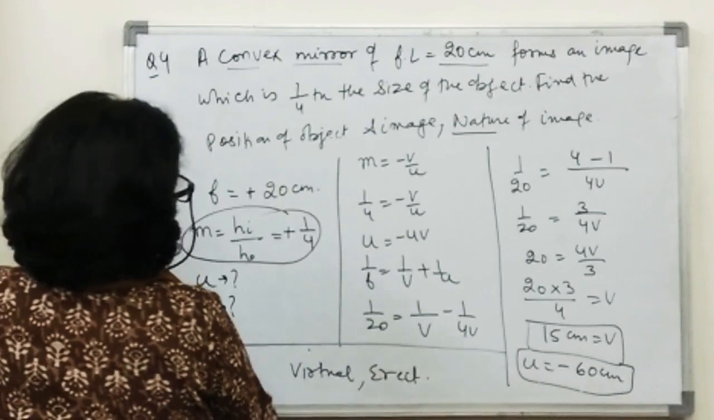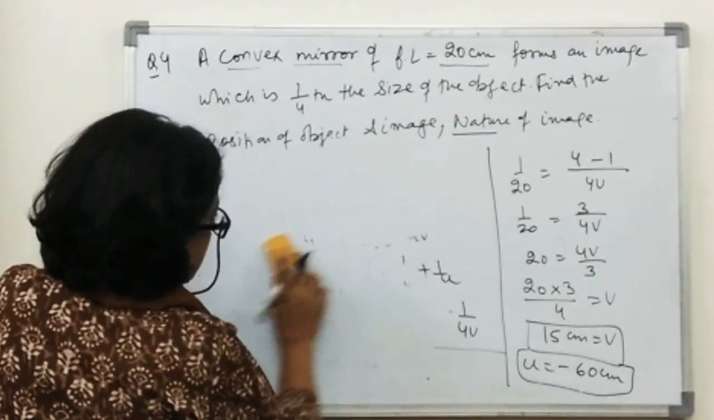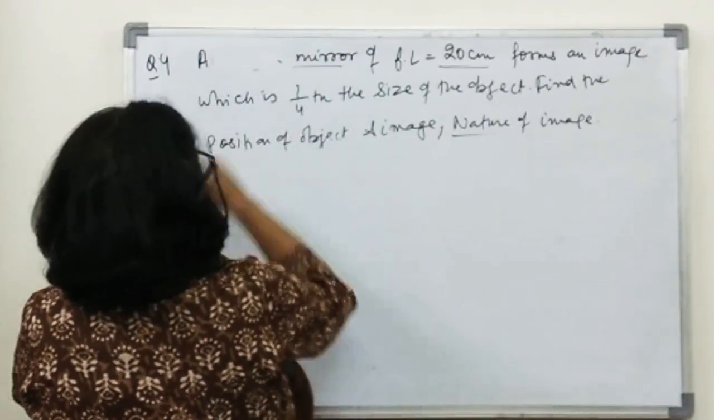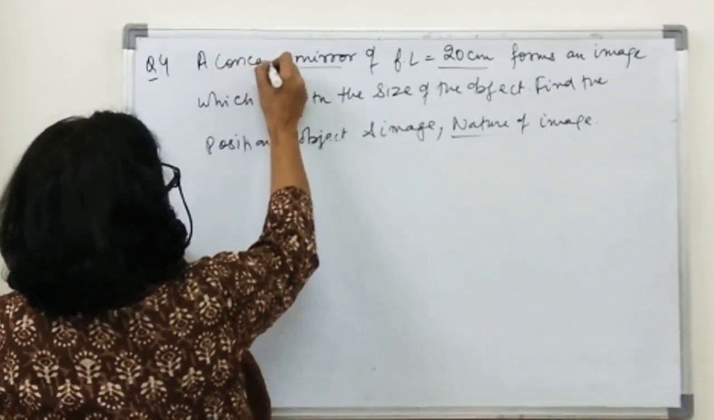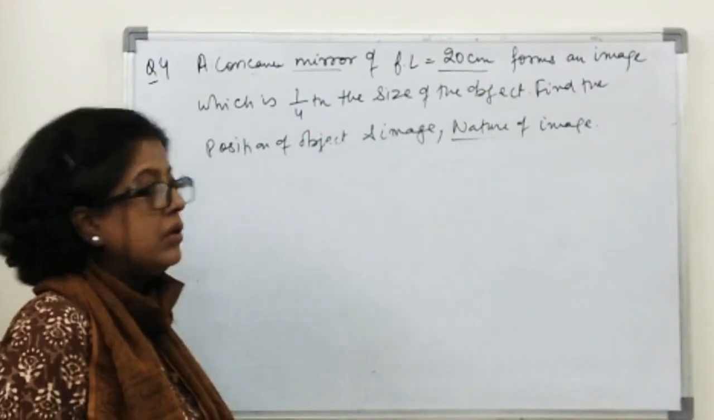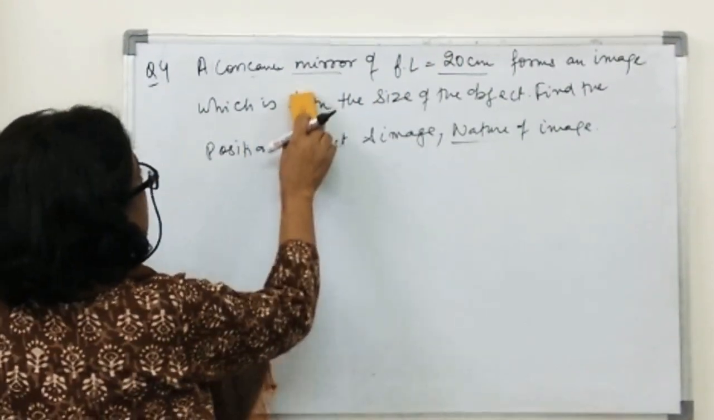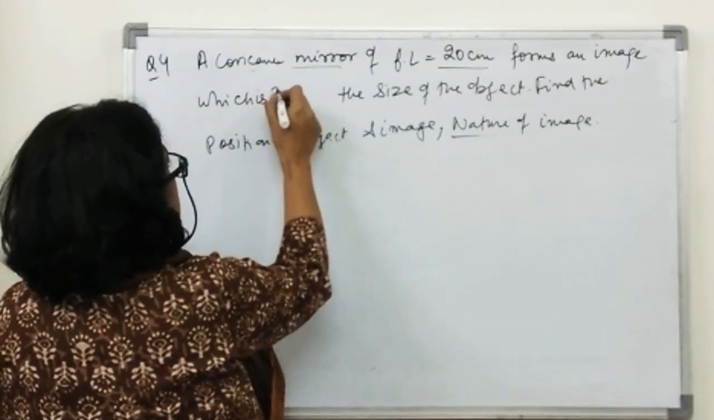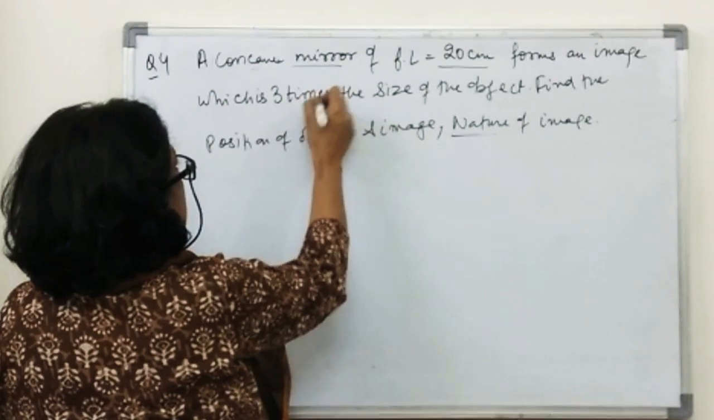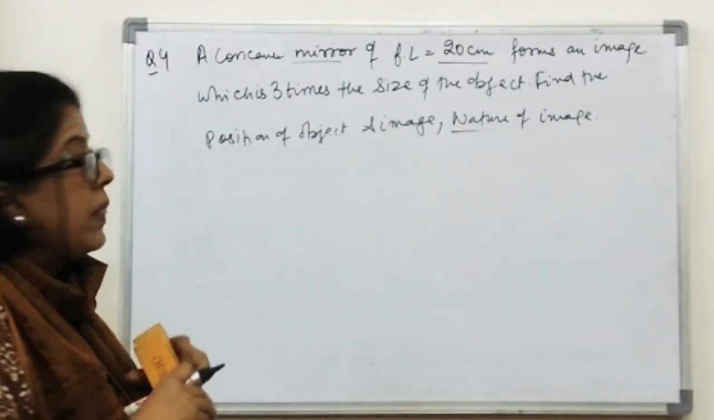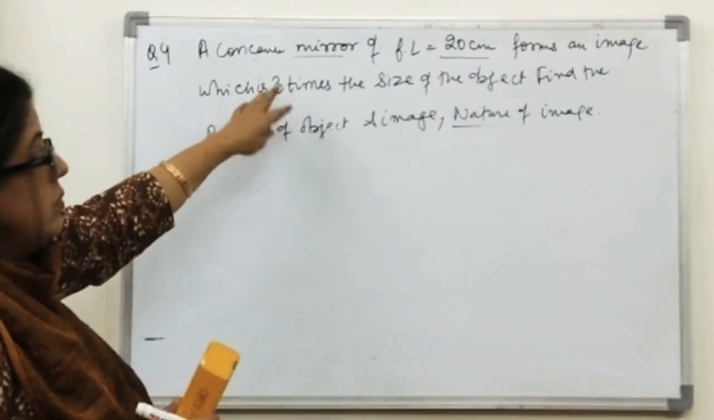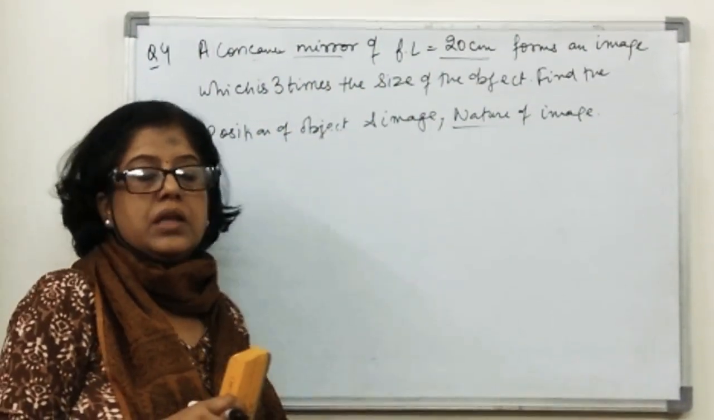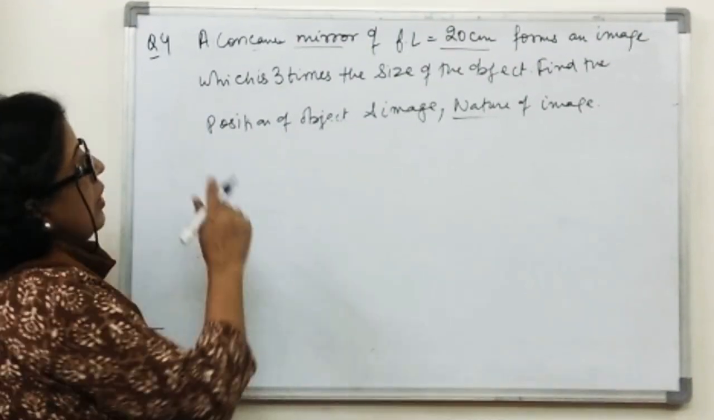Now what I'm doing is, the question is now that we have a concave mirror of focal length 20 centimeter forming an image which is 3 times the size of the object. So this is what I've changed now. I have concave here and 3 times the size of the object. Focal length I've taken the same. Now let's see how to solve this question.